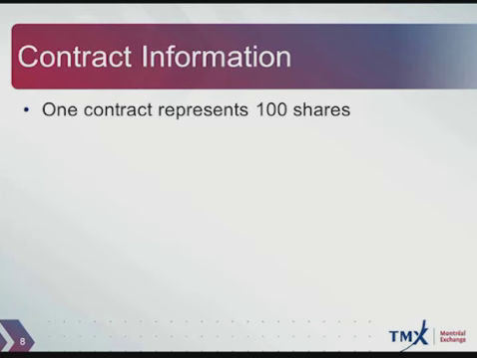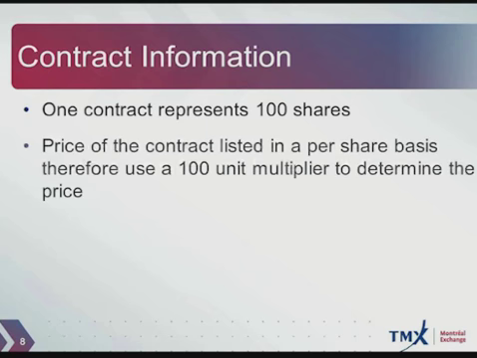Now, when it comes to a general understanding of the contract specifications, it's very important to understand that one contract represents 100 shares. That's important because a lot of the strategies we're going to talk about this afternoon will be in combination with owning the underlying shares. So we want to know how many call options we can write based on the number of shares we own, or how many put options we need to buy in order to be effectively hedged based on the number of shares we own. So we want to understand that one contract represents 100 shares.